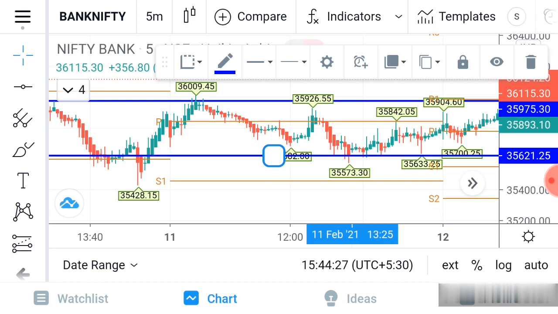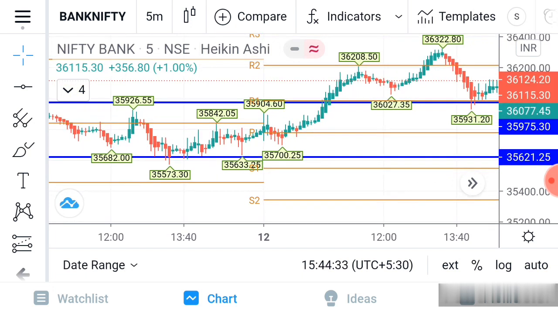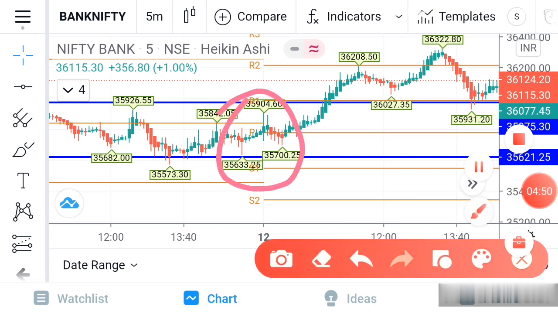And now the second thing is that we have to come to the same day. For example, 12th February has started. Once the day has started, after 9:15, you will automatically get the previous day support and resistance. Here you can see this area, there is a previous day support and resistance. This also we have to mark and keep. This will also help you take a better trade in the current day.